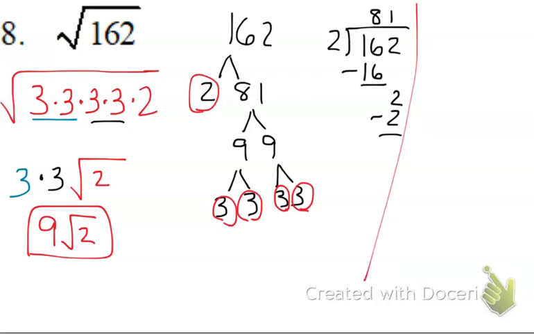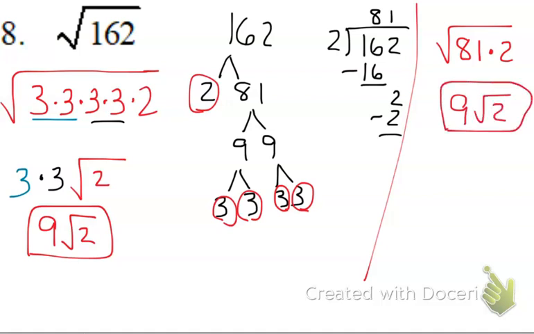Now you may have noticed that when you divided it by 2, you got 81. So 81 times 2 is 162. Square root of 81 is 9. It's a perfect square. So if you happen to notice that, you would not have to do the factor tree.